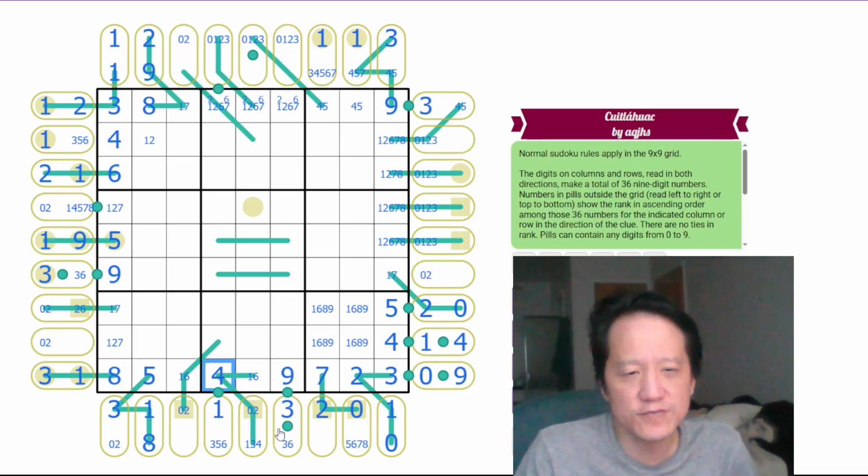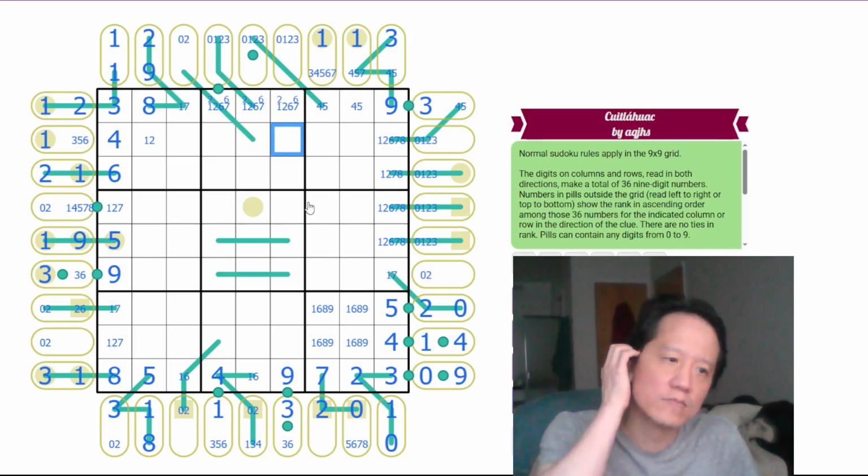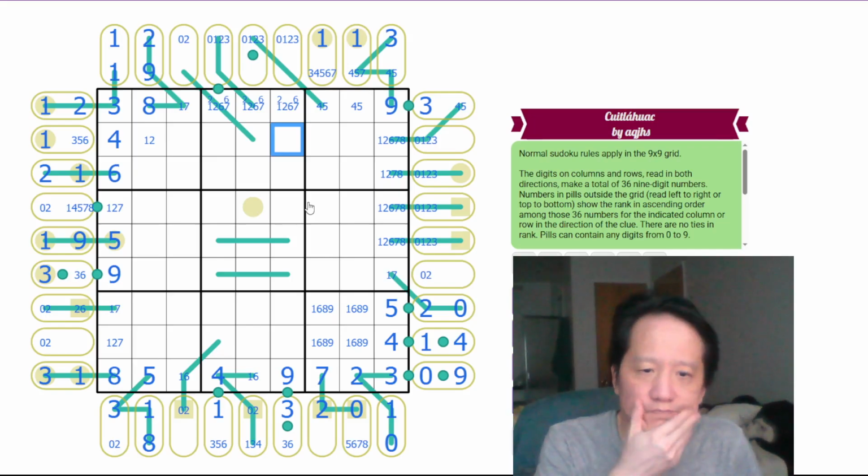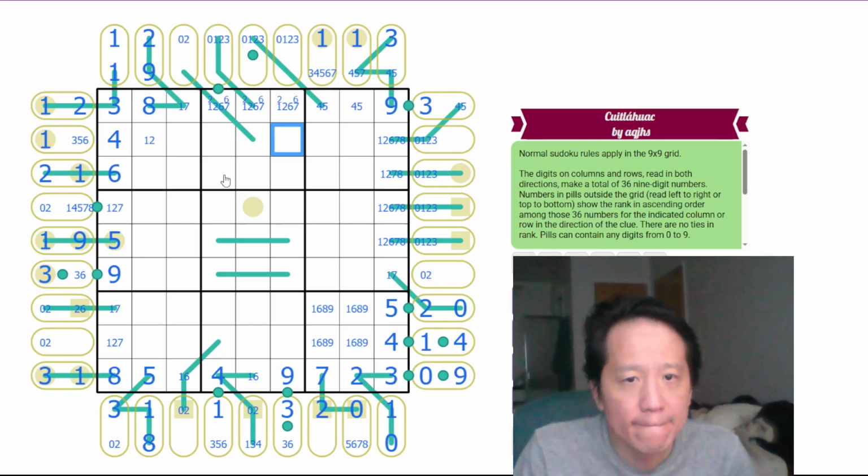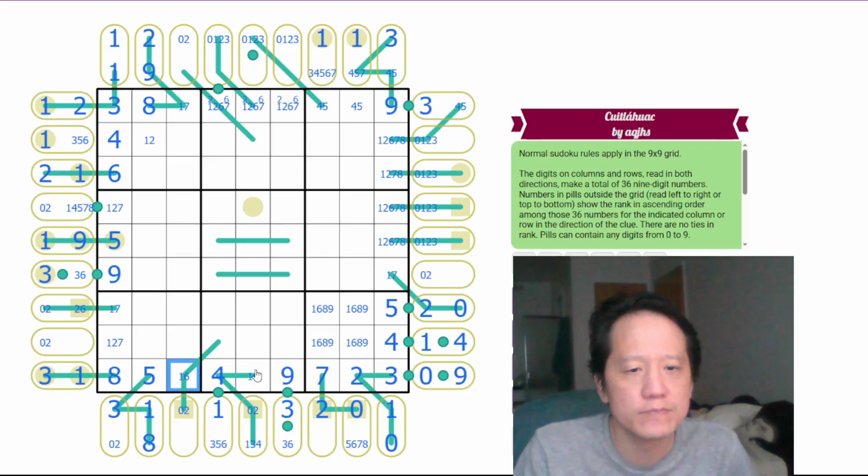This is 9. This is 4. We have 3, 5, 6, 3, 5, 6. This is the 14. One of these is 3, 4, 5, 6. We don't know which. What else do we have? Ah, this can't be 1 because this is 4, right?